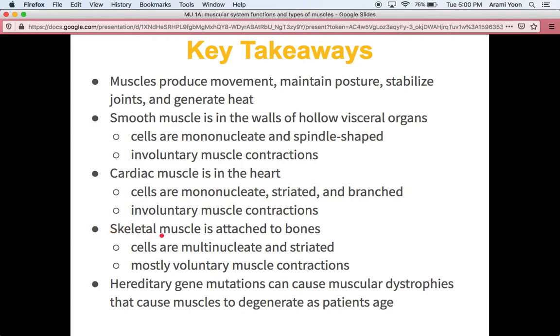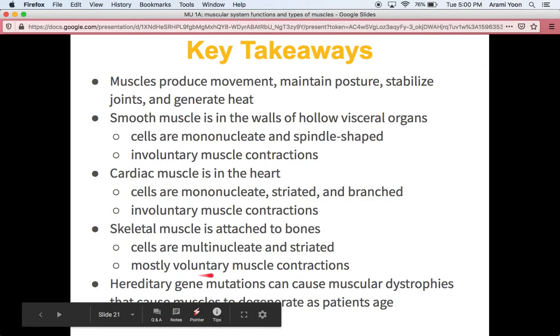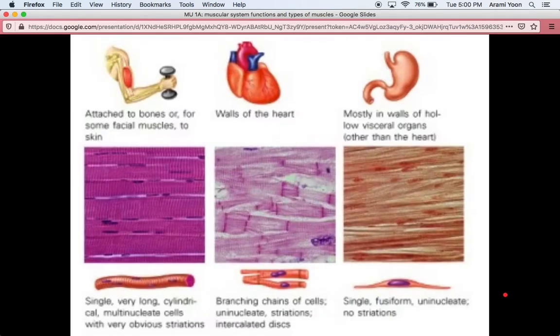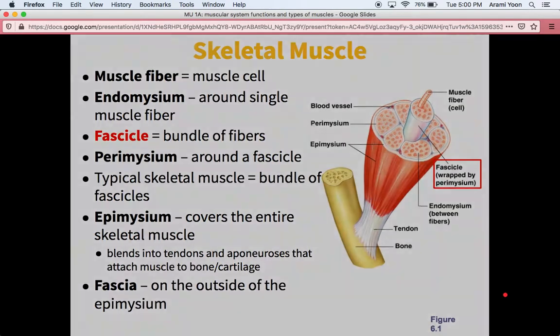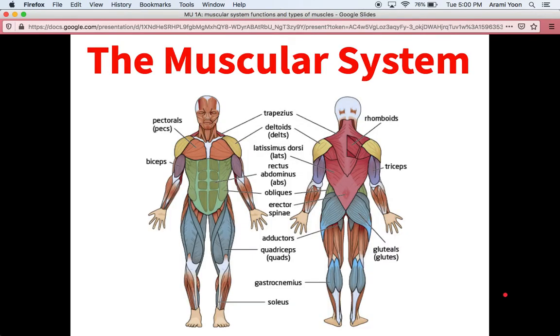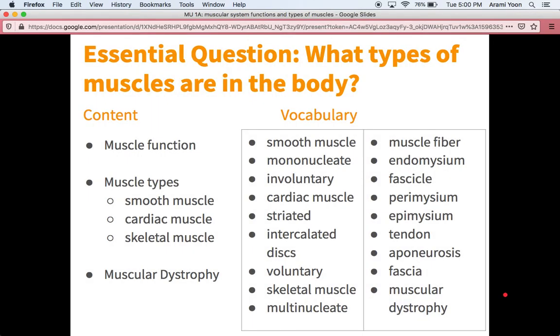And last of all, the skeletal muscles are attached to bones. They're multinucleate and striated, and they're mostly voluntary. And you can have hereditary gene mutations that can cause muscular dystrophies that cause muscles to degenerate as patients age. So that was an introduction to the skeletal system and to the gross structure of skeletal muscle. I meant to say the muscular system.